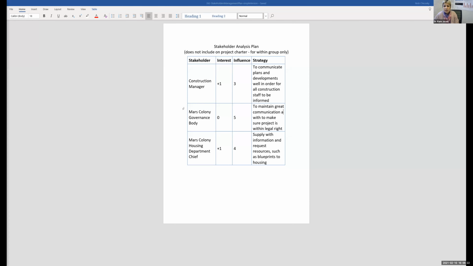Construction manager. What's the focus area of your project? What's your focus area in your group? We're doing water supply. Water supply management. So the construction manager has a stake in your project because this is going to impact their work. Interest in positive influence is moderate, communication plans and developments. So you're going to share your plans so they know how they can use your system perhaps for their advantage.